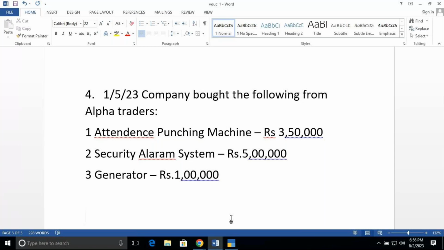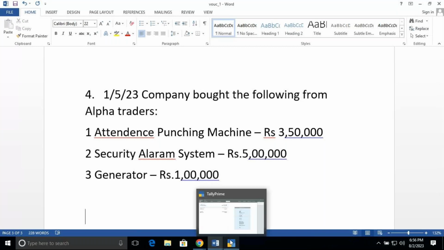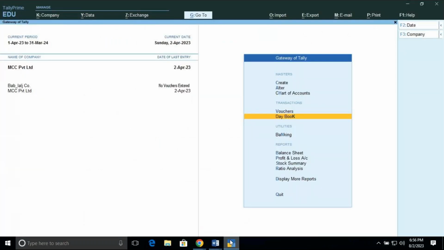We know that you have to debit. These are all fixed assets coming into the business, a real account: debit what comes in. We bought it from Alpha Traders, a personal account: debit the receiver, credit the giver. So assets you have to debit, then Alpha Traders you have to credit. Let us do that now. So, create.